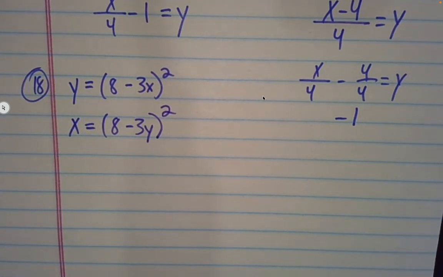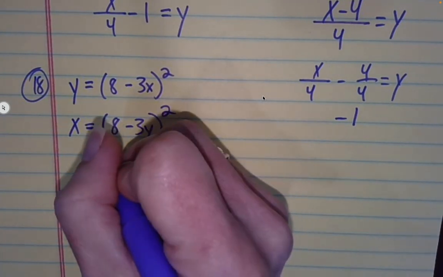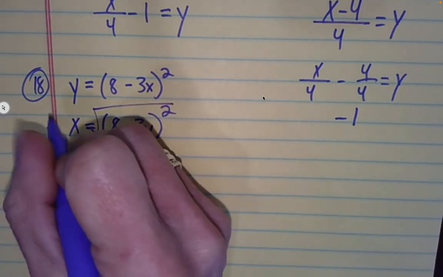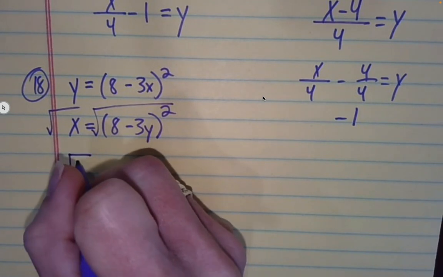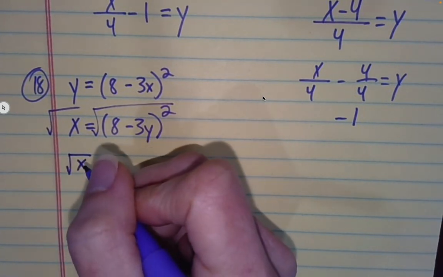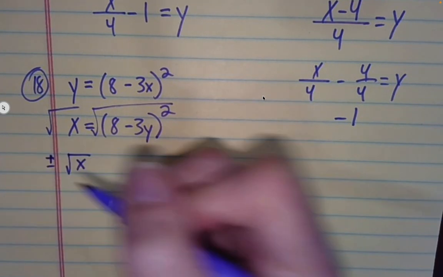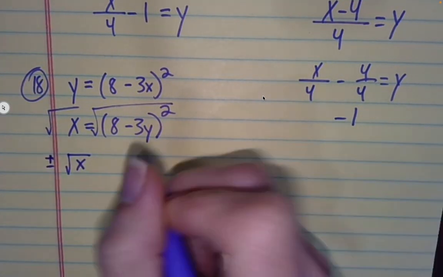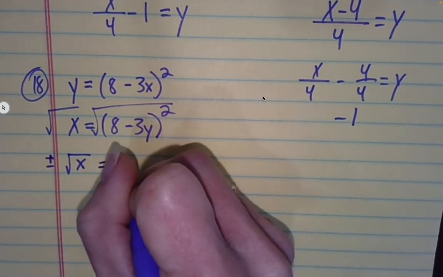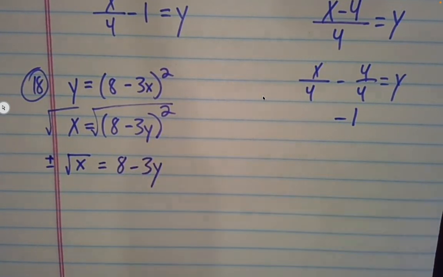Now, how do you get rid of a square? You square root. So I will get the square root of x. And what do I do with that square root of x? What do I have to put in front of it? A plus or a minus. Do we remember that? And then I get 8 minus 3y.